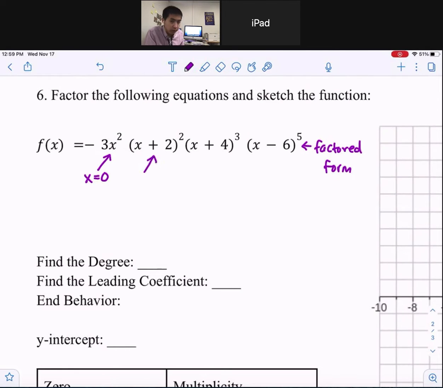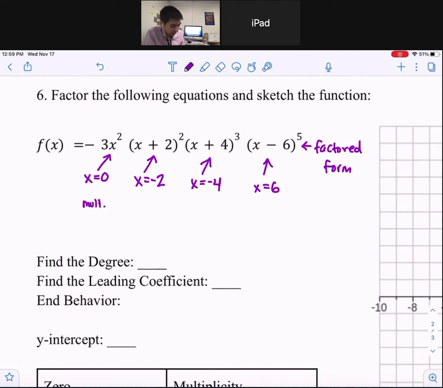This one, what value of x would make this whole factor 0 if this was negative 2? Negative 2 plus 2 is 0. So x has to equal negative 2. This one, x has to equal negative 4. And this one, x has to equal 6.